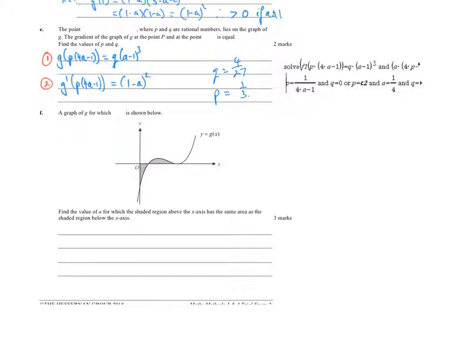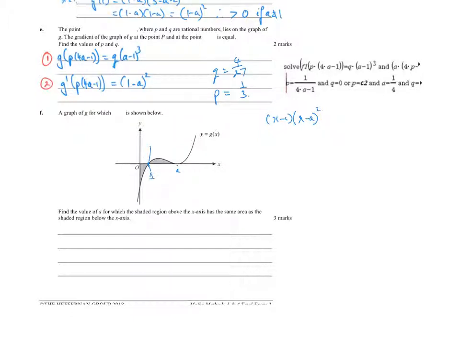The graph, for which a happens to be greater than 1, is shown below. Find the value for a for which the shaded region above the x-axis has the same area as the shaded region below the x-axis. All right, so we know from the graph of g of x, and we probably haven't put one in here just yet, don't forget the equation of g of x is x minus 1, x minus a squared. So that's the point there, a, that's the one that's varying. This point there is 1.